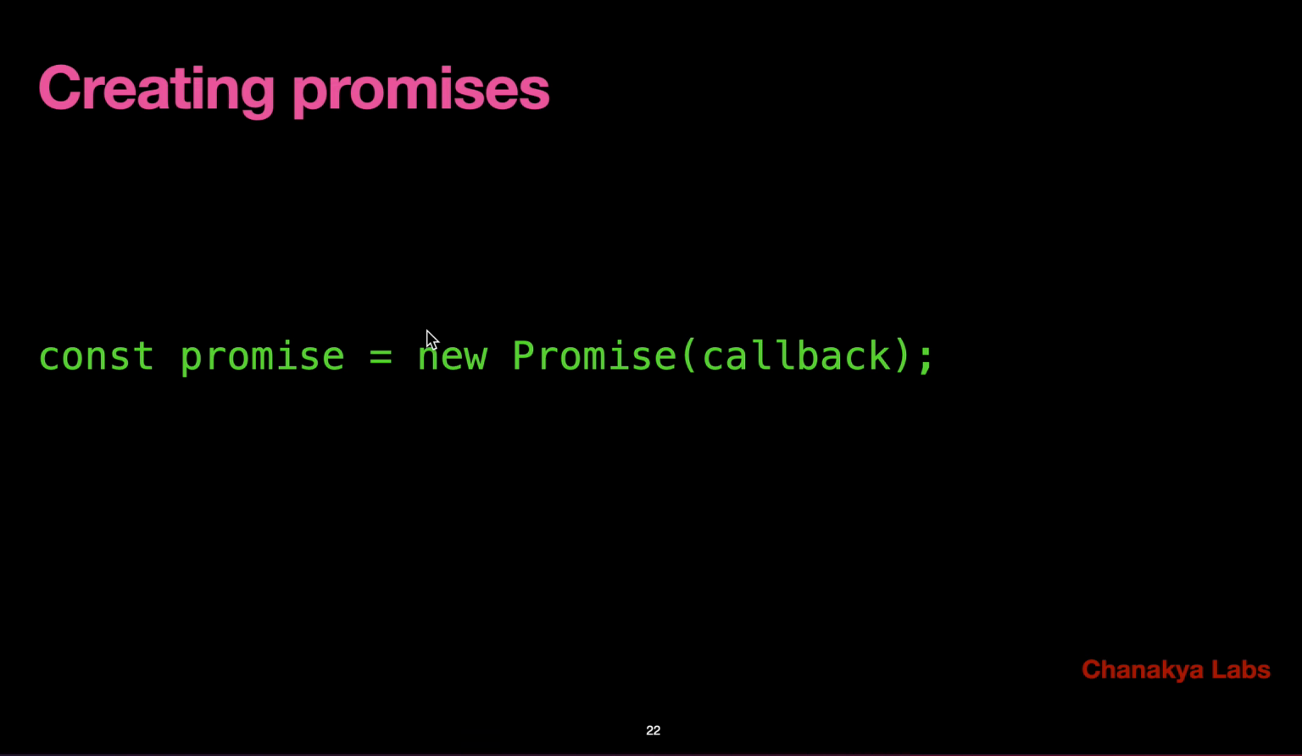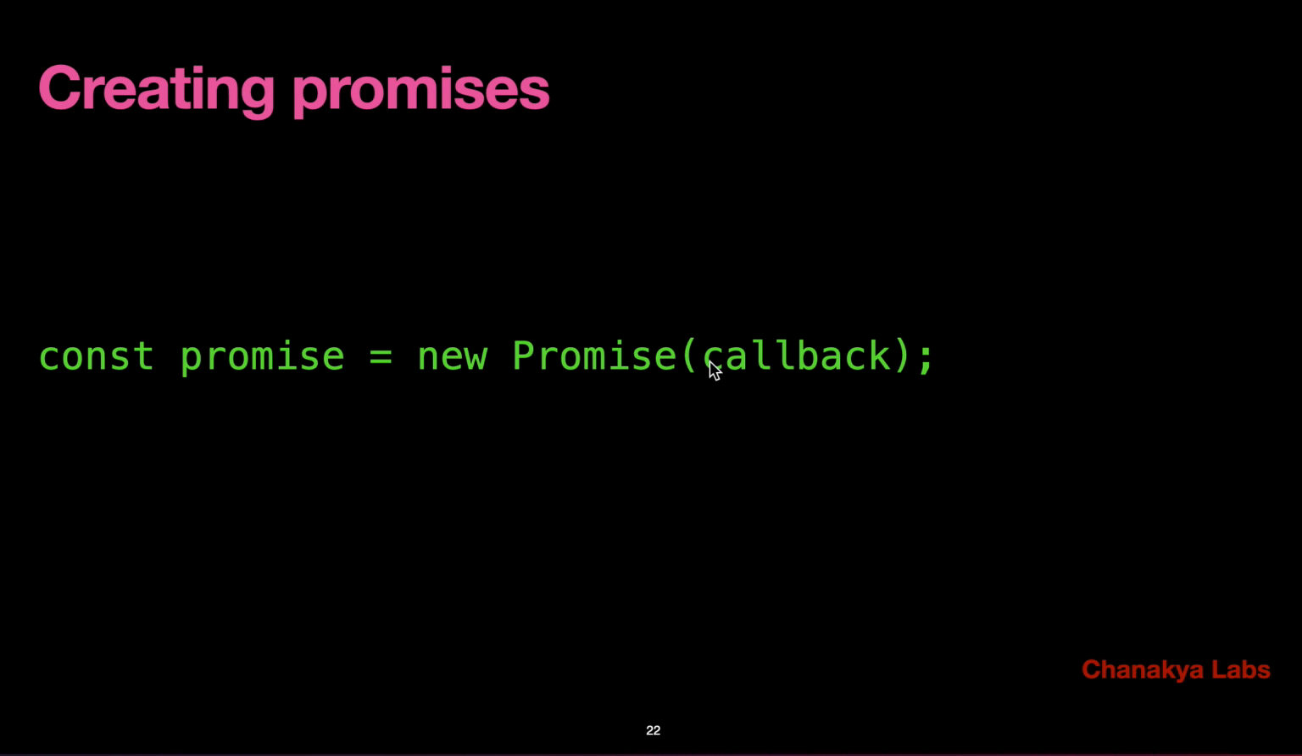In order to create a promise, JavaScript gives a very simple API, that is the Promise class. We can use a constructor with a callback argument to the Promise class to create a new promise object. So the syntax is promise equal to new Promise, with capital P, and then we provide a callback. Now what is this callback? This callback is where we define when this promise resolves and when this promise rejects.